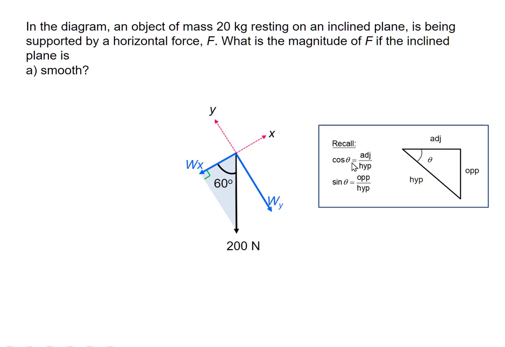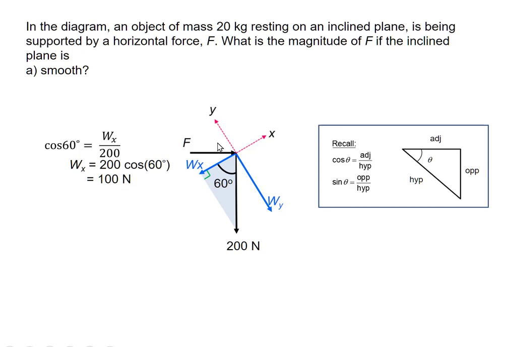In this case, we'll use cosine because there's the adjacent and the hypotenuse. So therefore, cosine 60 will then be equals to the adjacent, which is Wx, divided by the hypotenuse, which is 200. So doing a little bit of math, we will then get Wx to be 200 cosine 60, and this works out to be 100 newtons.